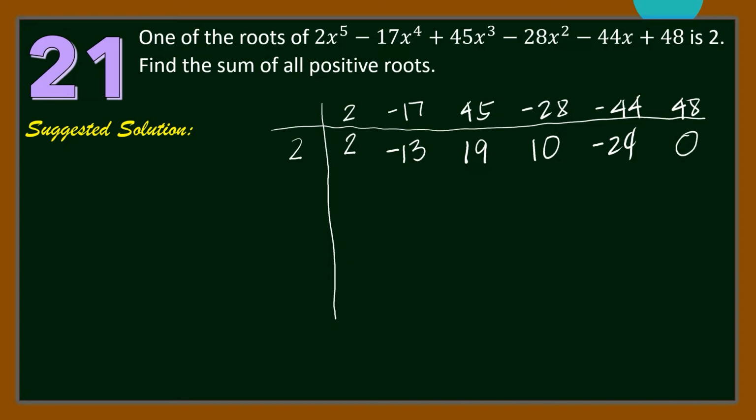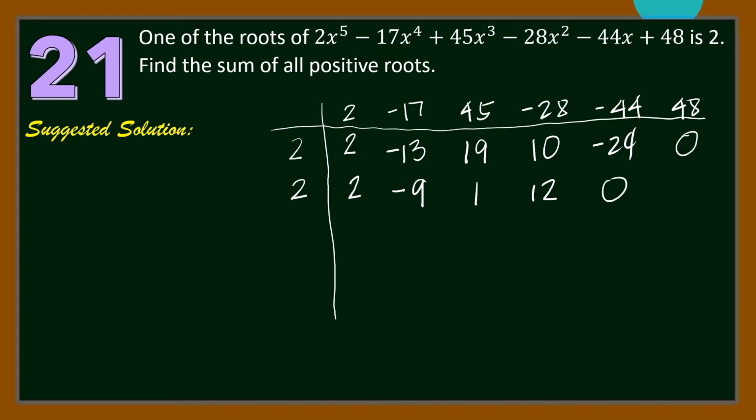Next, let us use 2 again as a divisor. So we bring down 2, then 2 times 2 is 4 plus negative 13, that is negative 9. Negative 9 times 2 is negative 18 plus 19, that is equal to 1. 1 times 2 is 2 plus 10, that is 12. Then we have 12 times 2 is 24 plus negative 24, that is 0.